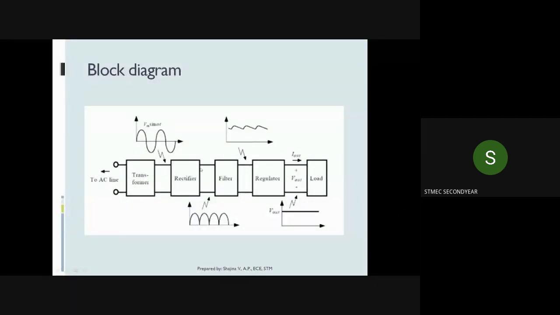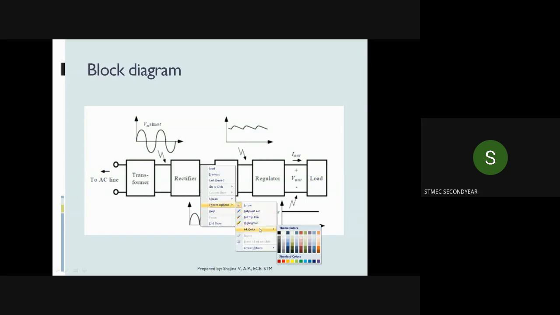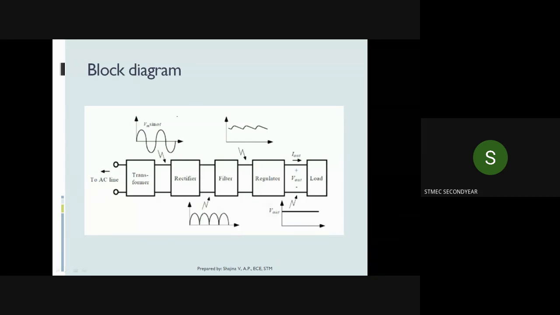The function of a rectifier is to convert AC to DC. Simply we can say, to convert AC to DC we are using a rectifier. Rectifier arrangements, you would have studied: half wave rectifier, full wave rectifier using a center tapped transformer, and bridge rectifier. Different types of rectifiers are there. So basically the function of a rectifier is to convert an AC signal into DC.